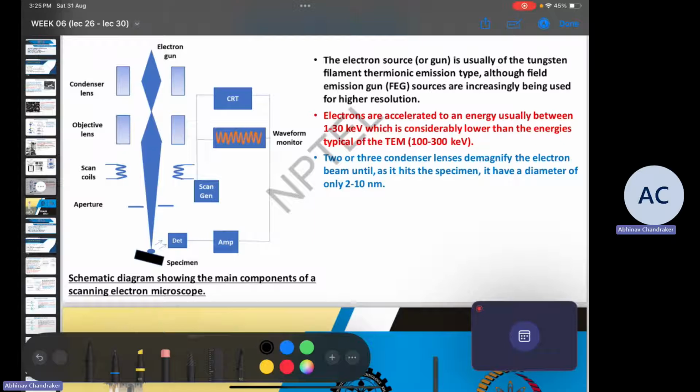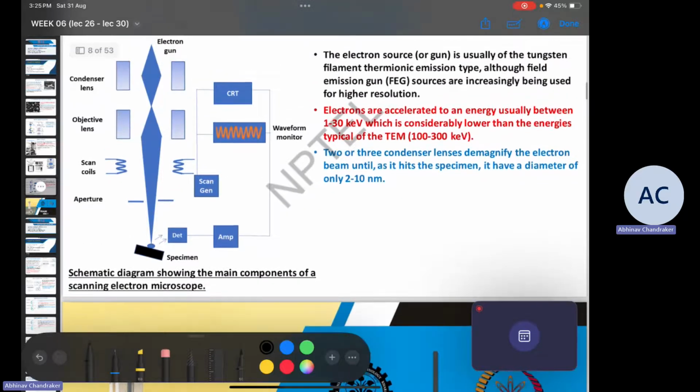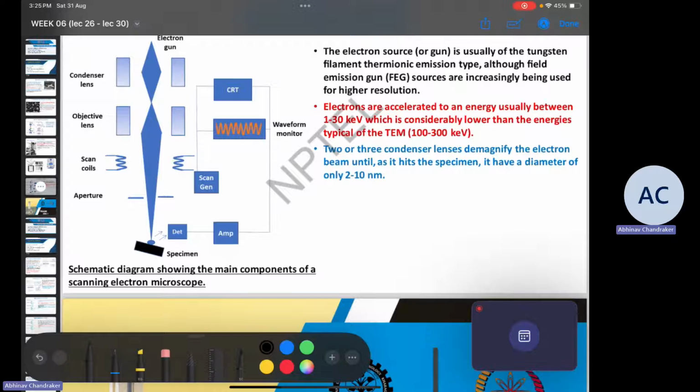Why is this difference there? You can think about it yourselves. It has to do with the transmission that has to occur in case of TEMs. Also, there can be different kinds of gun which can be used. All have their benefits and trade-offs.